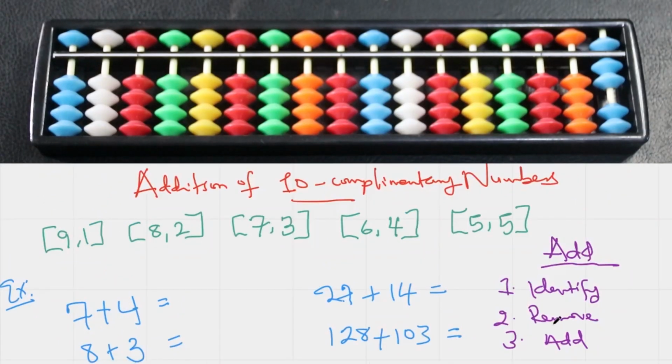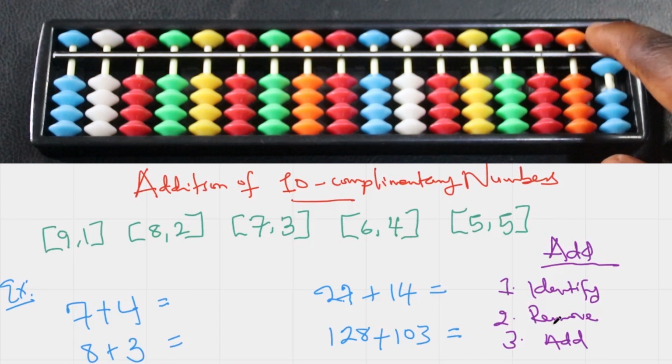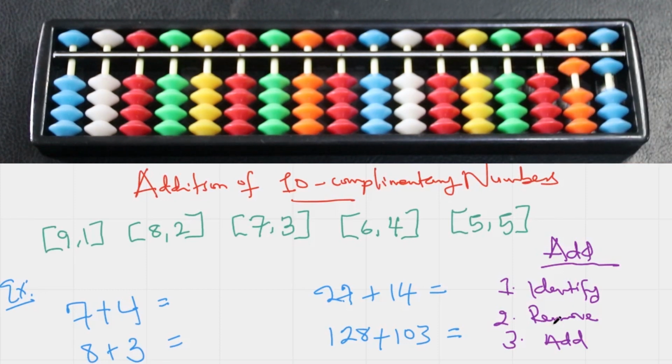So let's go ahead and do 7 plus 4. We have placed 7. We want to identify now: what's the 10 component of 4? That's 6. So we remove 6 and then we add 10. Yep, 7 plus 4 is 11. Everybody knows that 7 plus 4 is 11. So we can put our answer there: 7 plus 4 is 11.